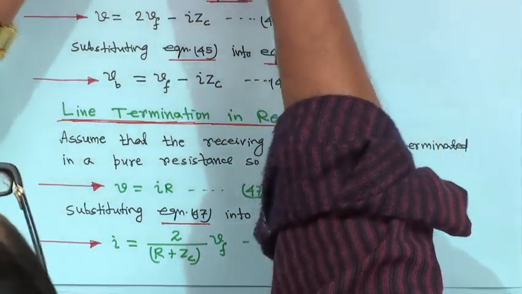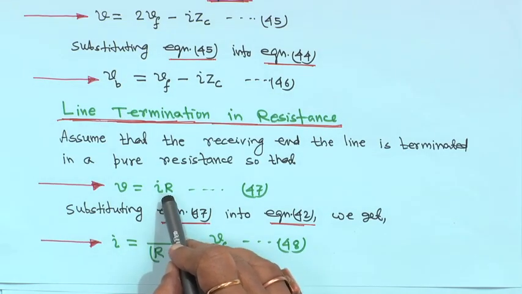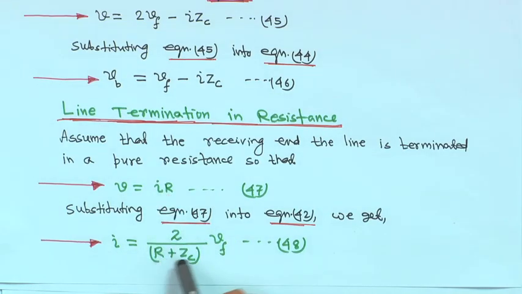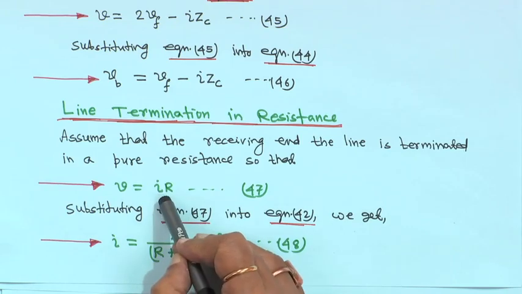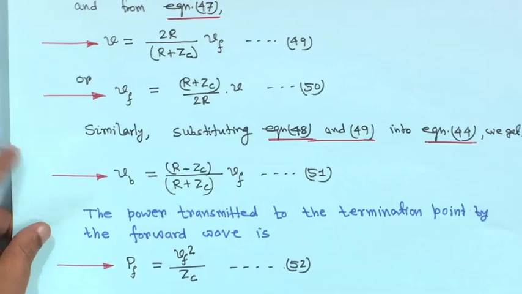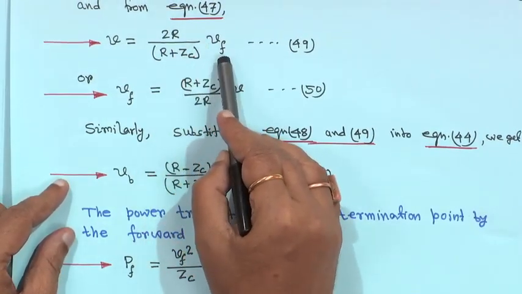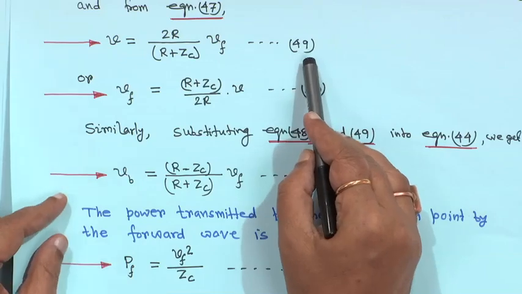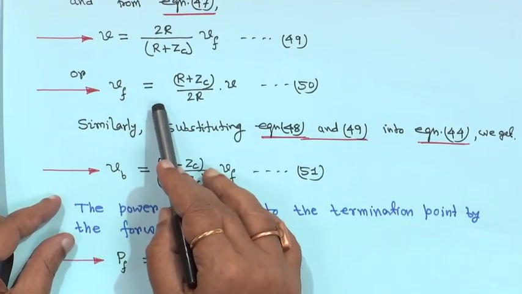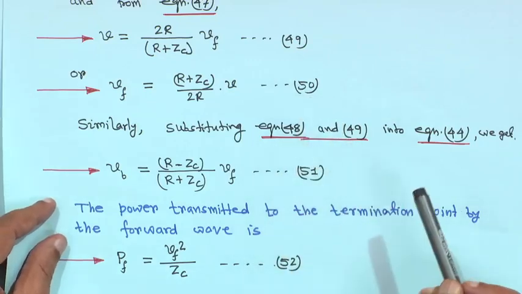Similarly, from equation 47, this I you got as 2 upon R plus ZC, so this I value you put here in 47. I is equal to 2 upon R plus ZC into Vf. If you do so, you will get V is equal to 2R upon R plus ZC into Vf. This is equation 49, or from this equation, Vf is equal to R plus ZC upon 2R into V. This is equation 50.